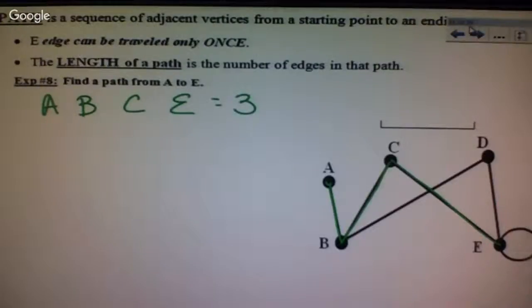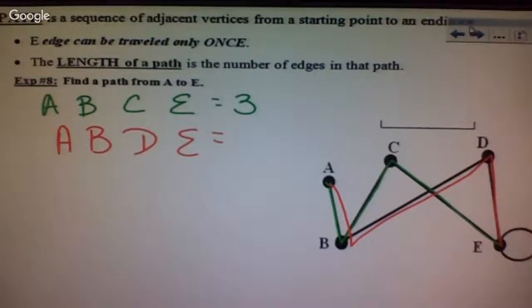I traced 3 lines. Give me another one. Starting at A. A to B. B to D. D to E. So A, B, D, E. How many lines did I trace?